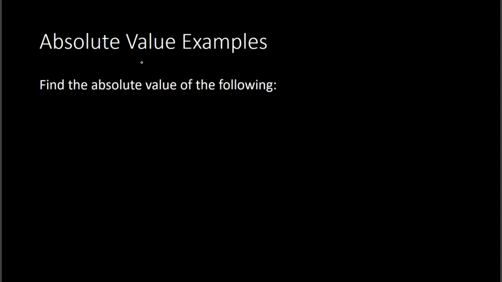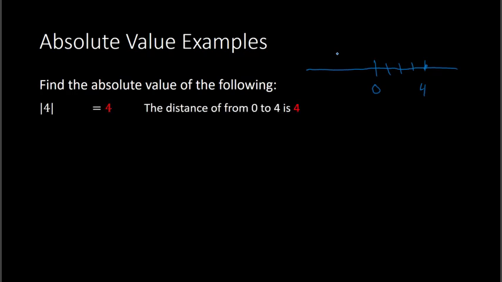So, for example, find the absolute value of this number. In this case, the absolute value of 4. All that means is how far is 4 from 0? If you wanted, you could create a number line. It's not really necessary, but you could. Here's 0. 4 would be 1, 2, 3, 4 over here. How far is 4 from 0? Well, the answer clearly would be 4. 4 is 4 away from 0. So we would say the absolute value of 4 is 4. Or in other words, the distance from 0 to 4 is 4.